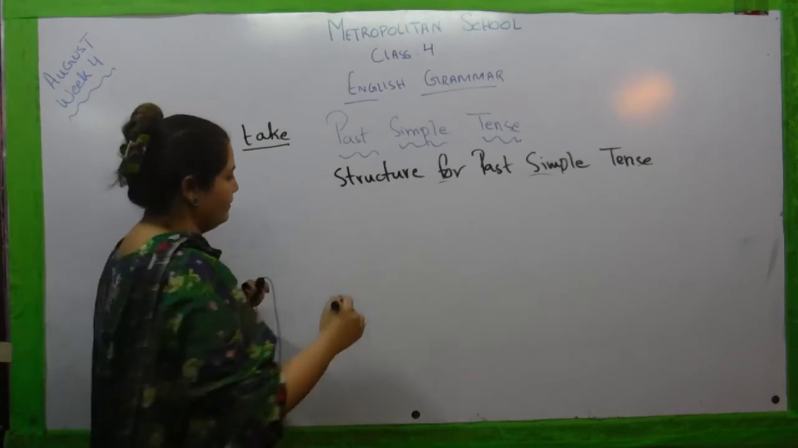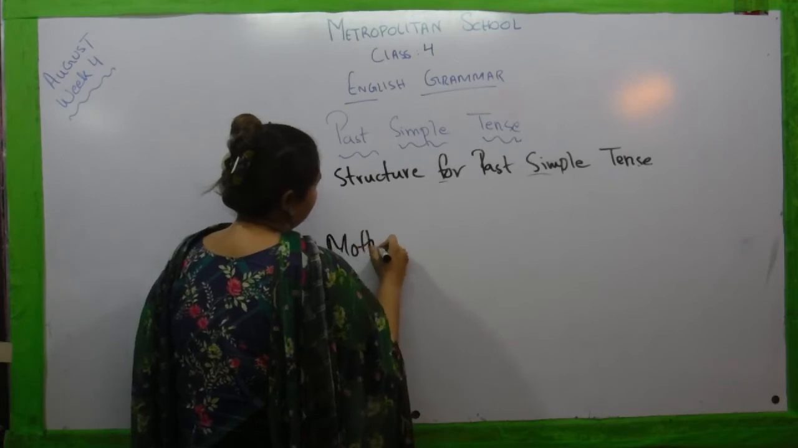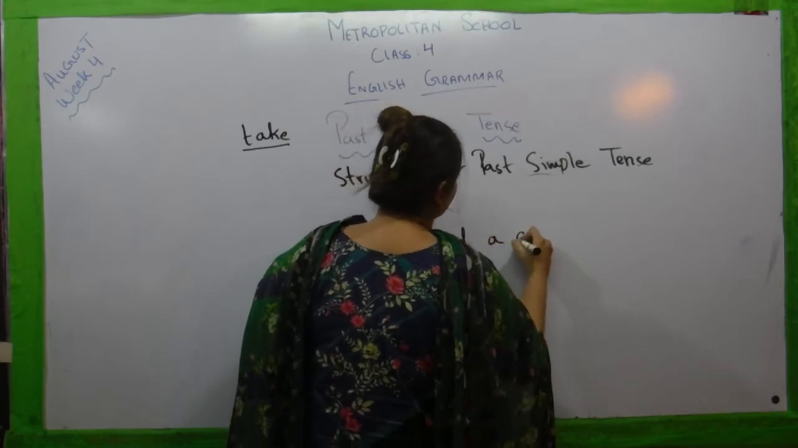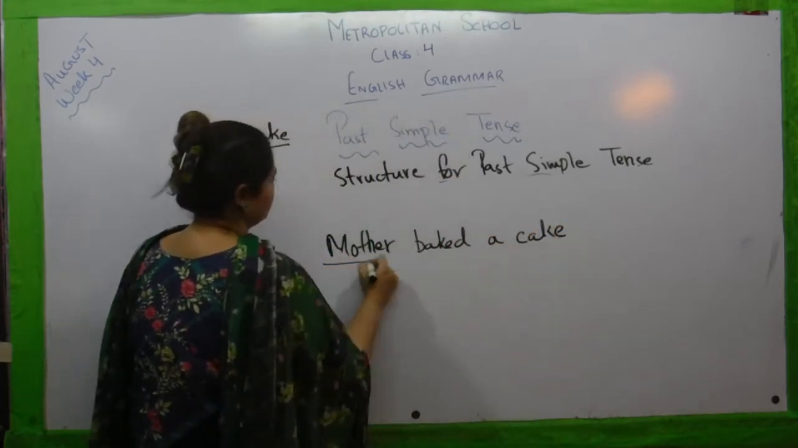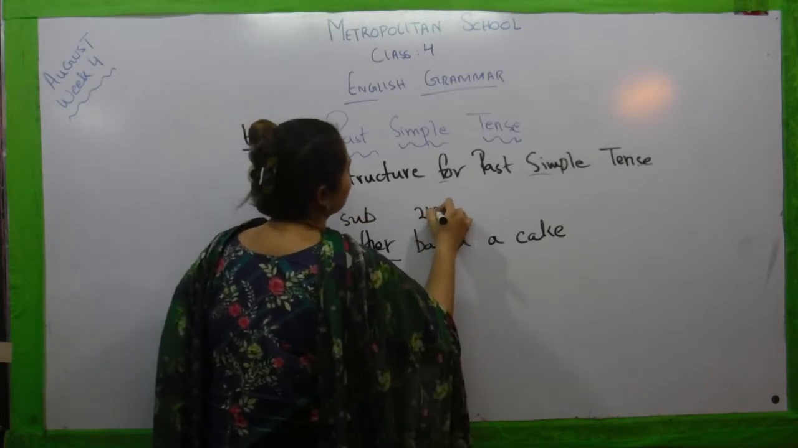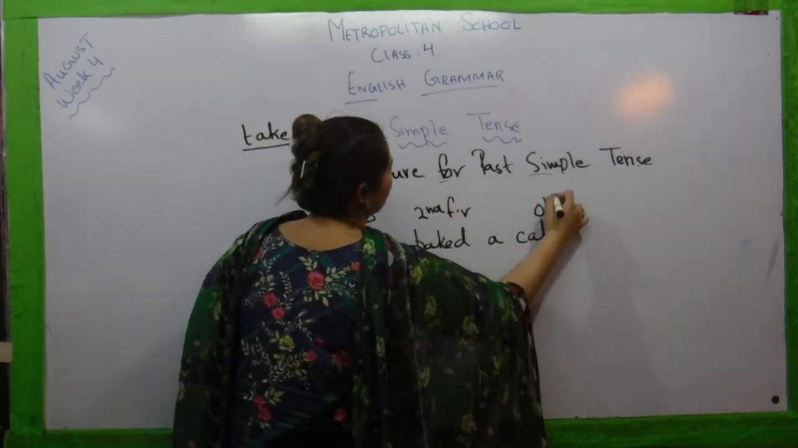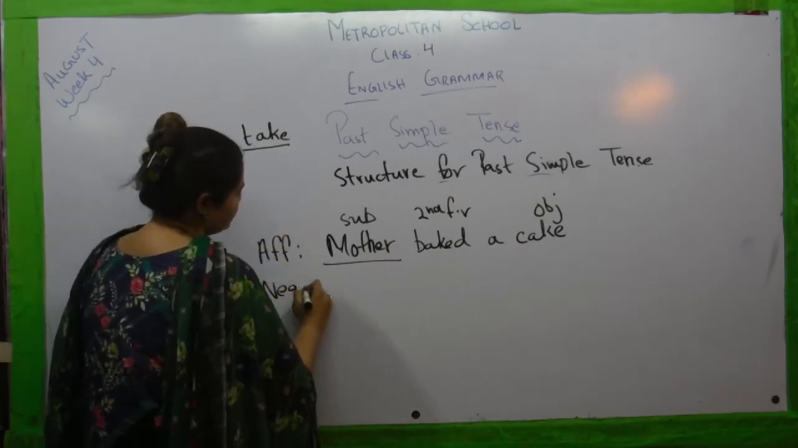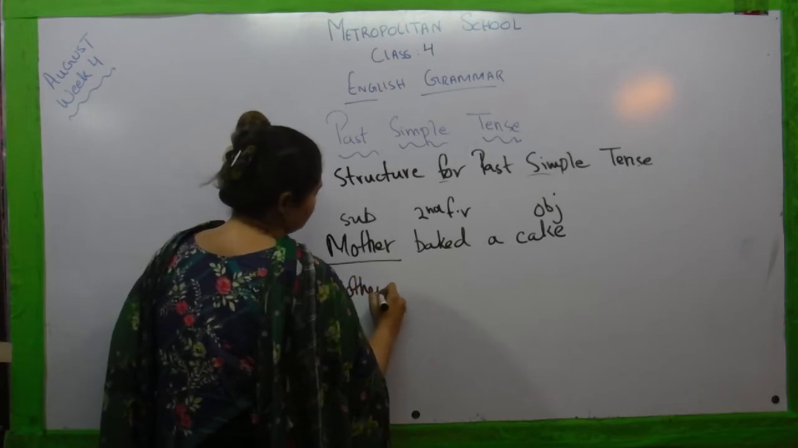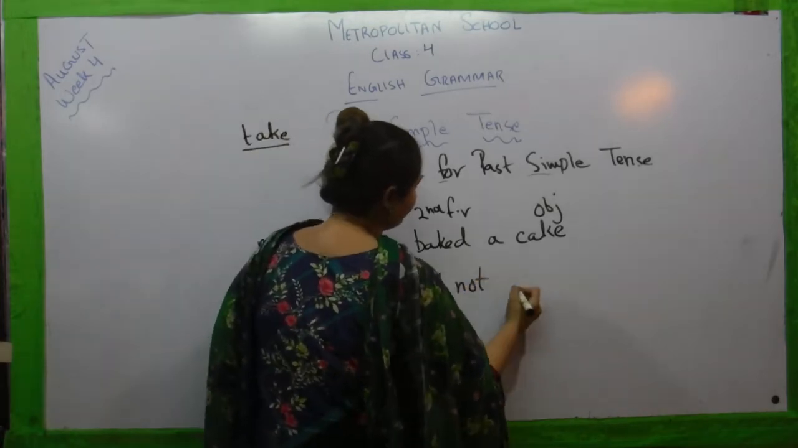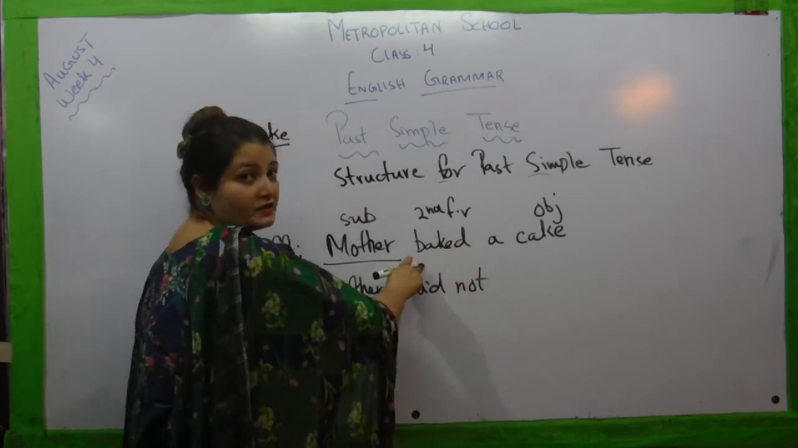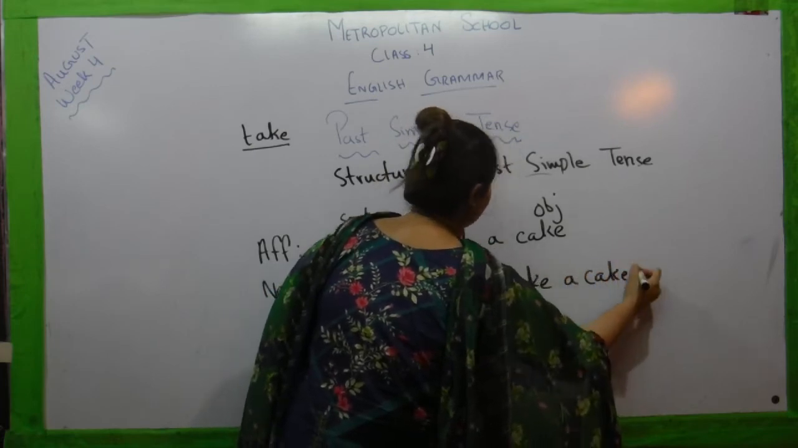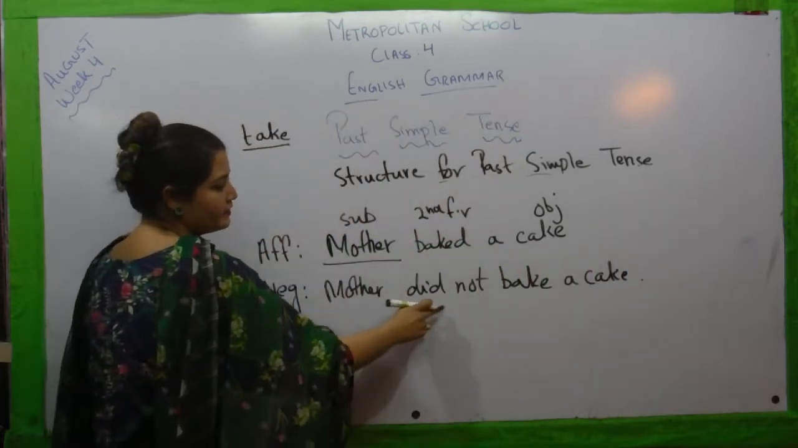Ammi ne cake banaya. Mother baked a cake. Subject, second form of verb, object. Now what will be the negative sentence? This is the affirmative and negative will be mother did not, and then what will be the first form of this baked? It will become bake and the object is cake. Negative, mother did not bake a cake.